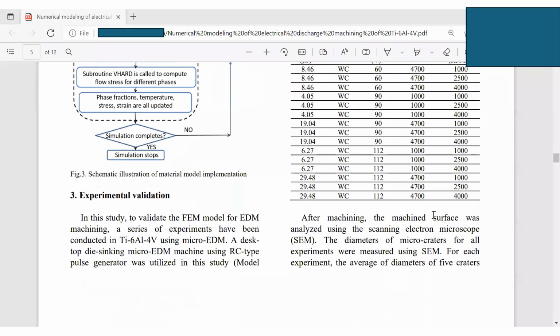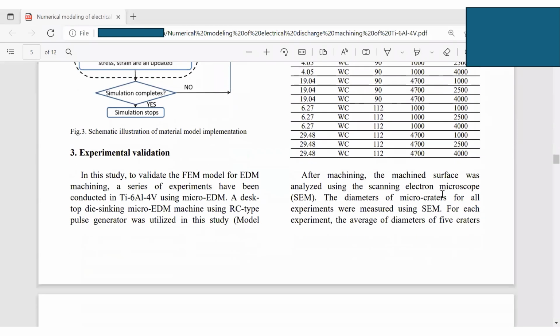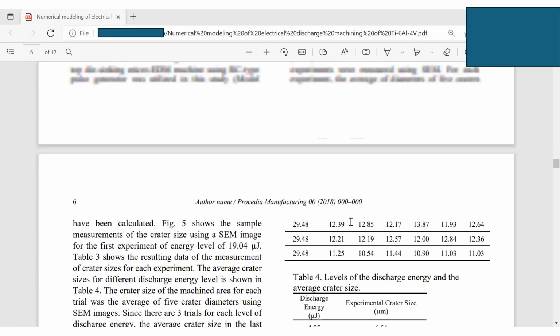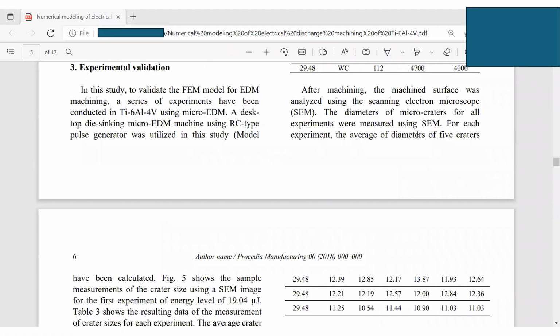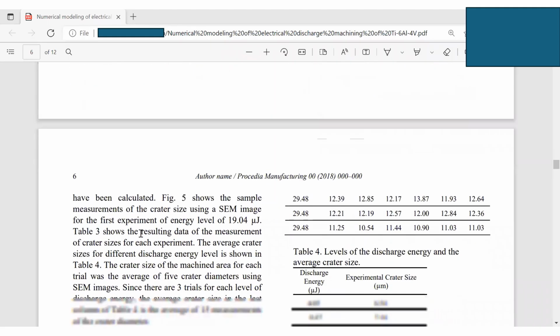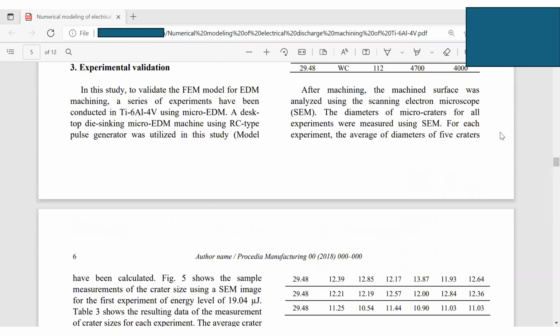After machining, on the machined surface we will see a lot of craters. We used SEM to analyze the machined surface. The diameter of the micro craters in all experiments was measured using SEM, and for each experiment, the average diameter of 5 craters was calculated. And why do we need to measure so many craters? Because we want to minimize the randomness. This is a statistical issue. We take the average of the diameter of 5 craters.